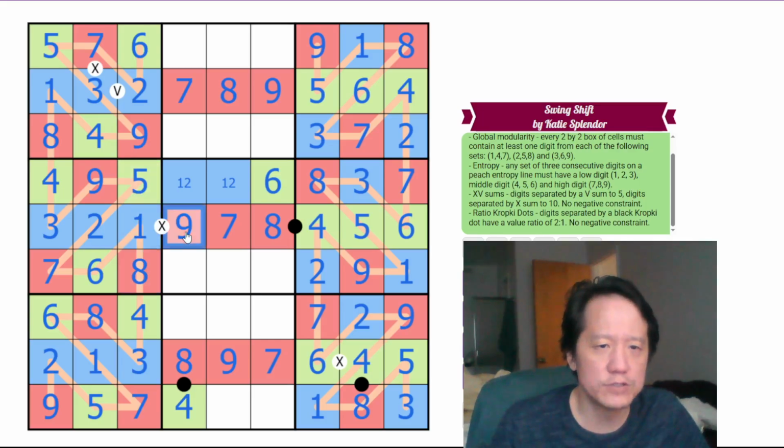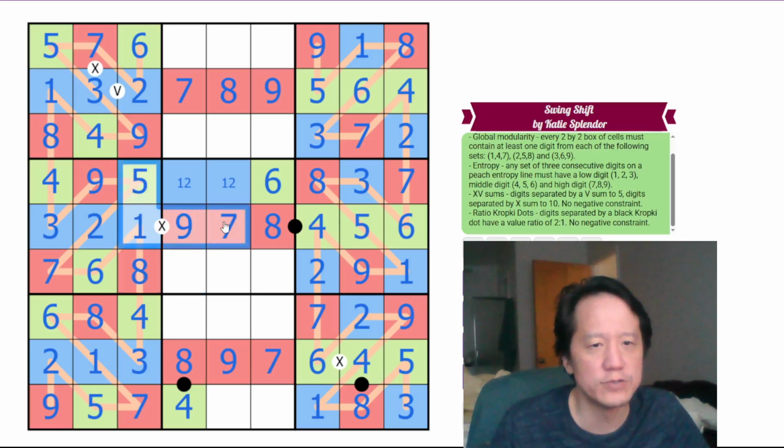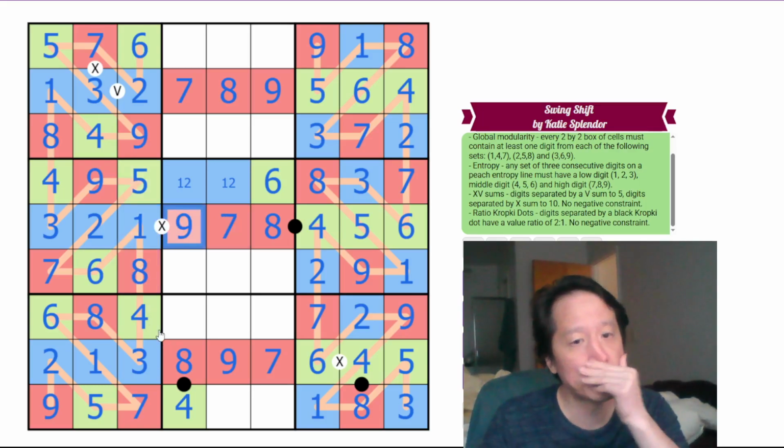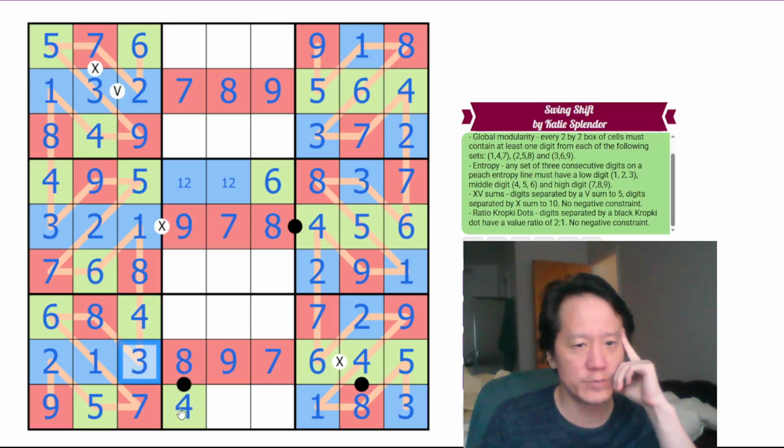This says 1, 2, and 3 modulo 3. Sorry, 1, 2, and 0 modulo 3. This is also 1, 2, 0 modulo 3. 1, 2, 0 modulo 3. 1, 2, 0 modulo 3.